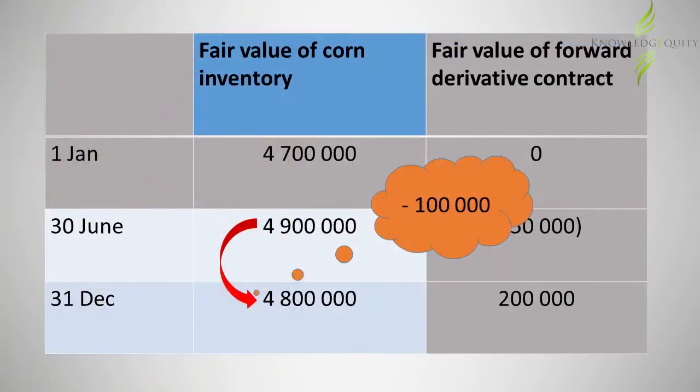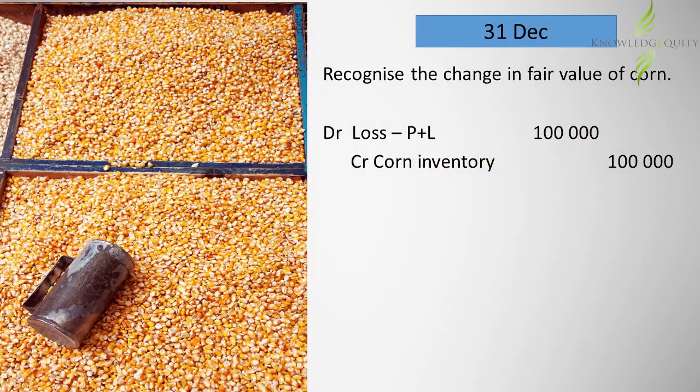On 31st December, the fair value of the corn inventory decreased by $100,000. So the journal would be a debit to a loss in the profit and loss with $100,000 and a credit to corn inventory to decrease the inventory to its fair value.